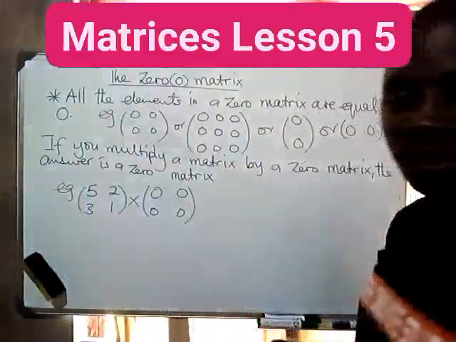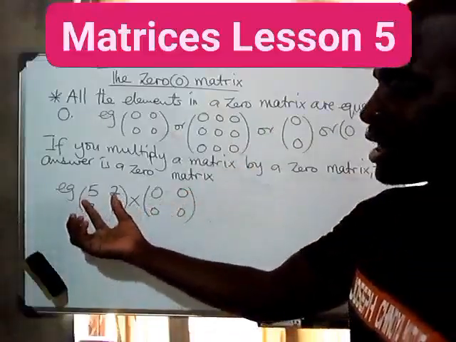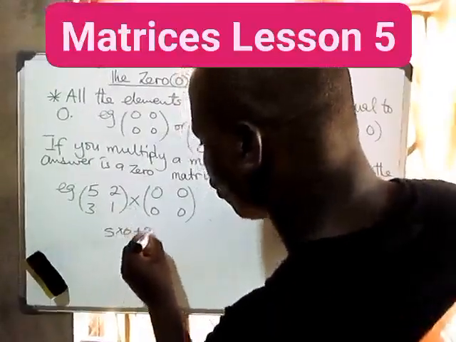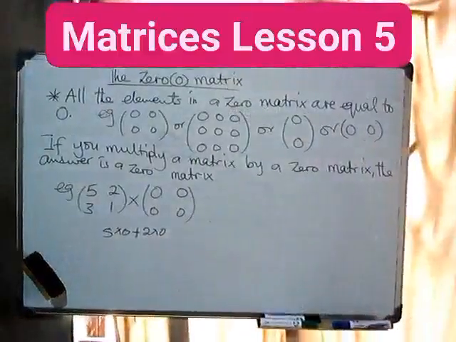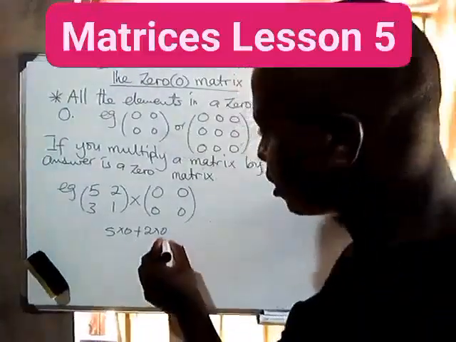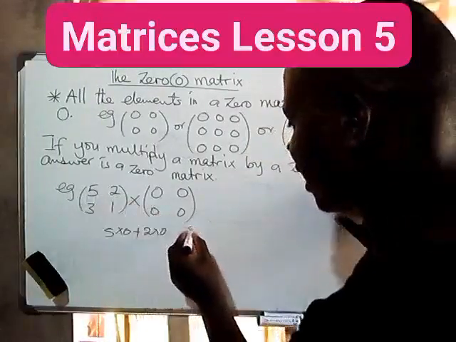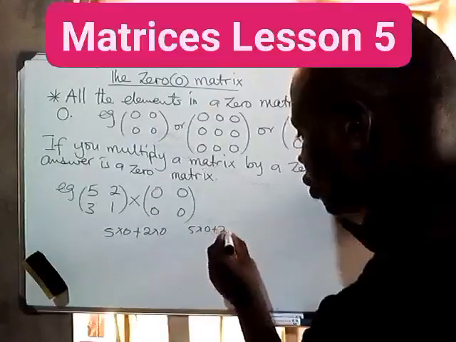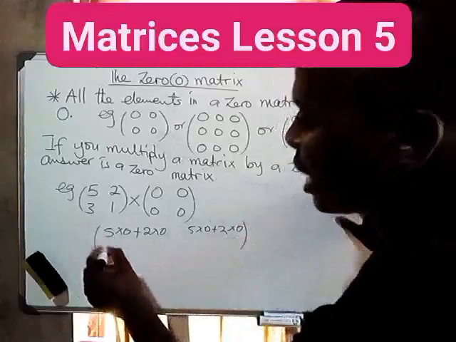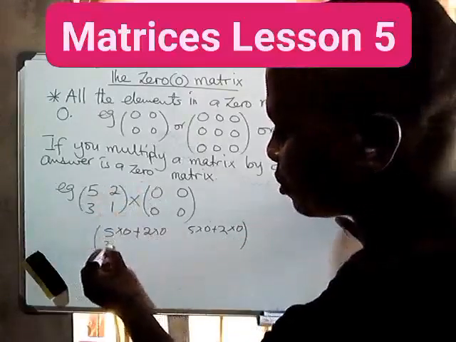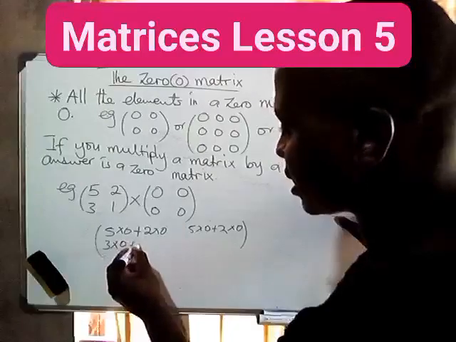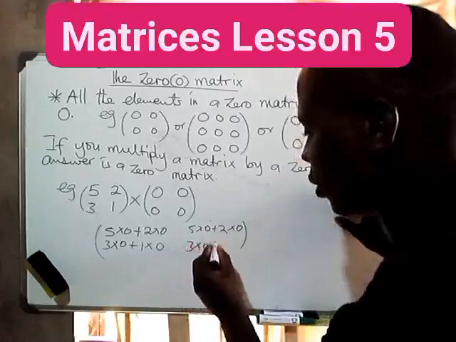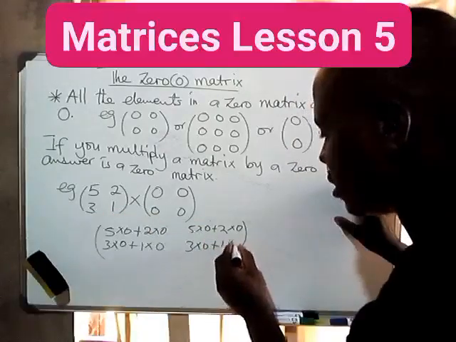Now, we have this question. For example, we want to multiply this matrix by the zero matrix here. So we say 5 multiplied by 0 plus 2 multiplied by 0. Then we leave the space, then 5 multiplied by 0 plus 2 multiplied by that 0. Then 3 multiplied by 0 plus 1 multiplied by this 0 here. Then 3 times 0 plus 1 multiplied by 0.